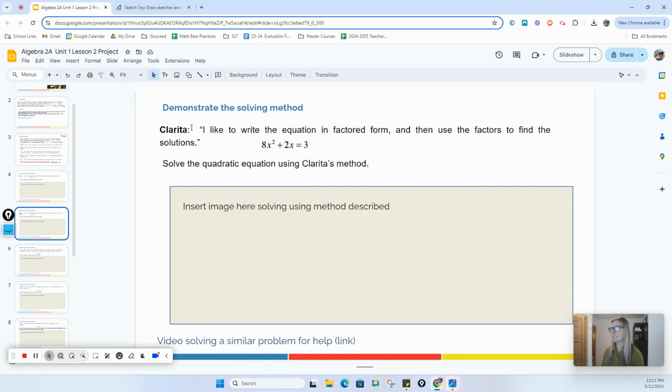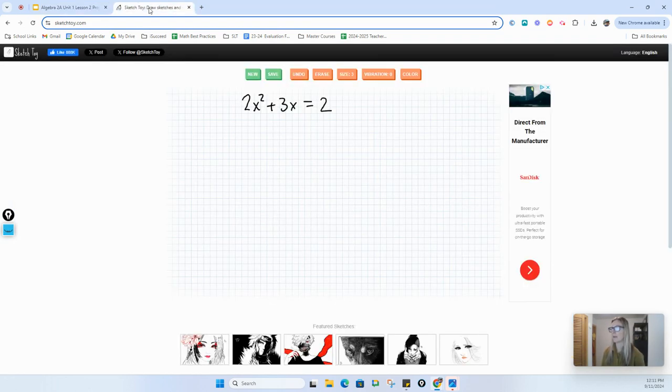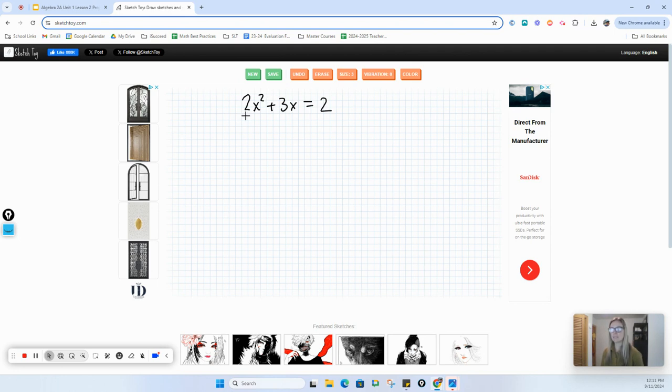So Clarita says that she likes to write the equation in factored form and then use the factors to find the solutions. So what she's saying is that she likes to solve this quadratic using factoring. So that's what we're going to look at. Here is my example. It's very similar to the one that is within your project. And we are going to be solving it using that factoring method that Clarita said that she likes to use.